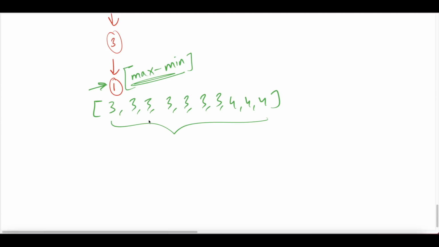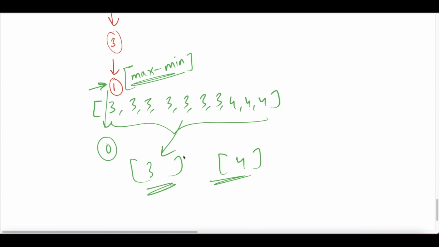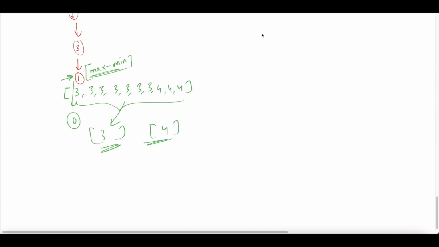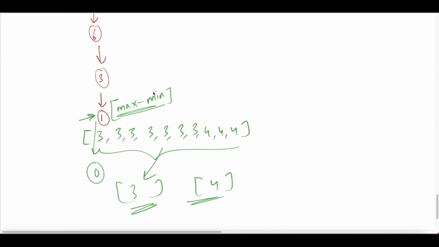So it can be something like this. This kind of acts like a leaf node, or you can go one step below and it will be 0, right? Because this will be distributed into all 3s and then all 4s. So that's what I mean to say. The height of this tree is at max log n, which is good news for us.